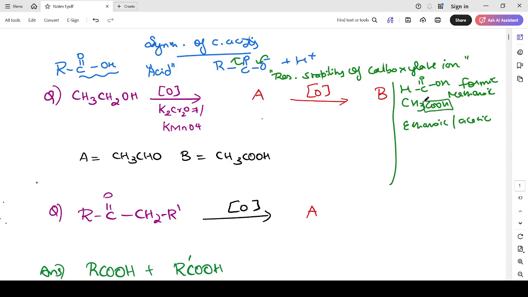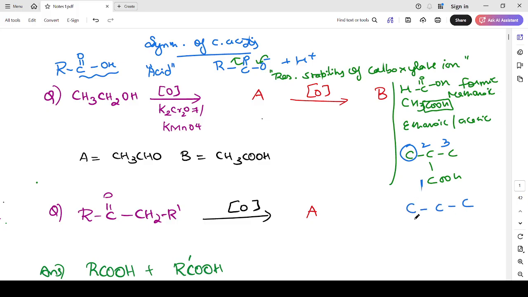Among the IUPAC nomenclature, after sulfonic acid, carboxylic acid is given the priority. So consider I am having a carboxylic acid like this. I start giving the number from that carboxylic acid only at first. 1, 2, and 3. 2-methyl propanoic acid.